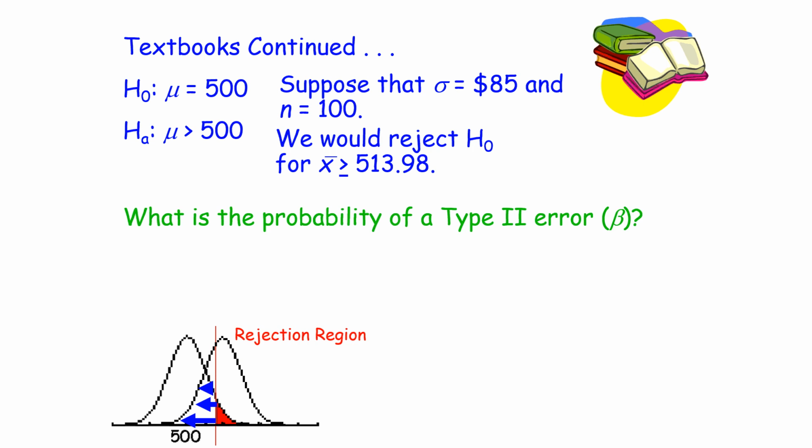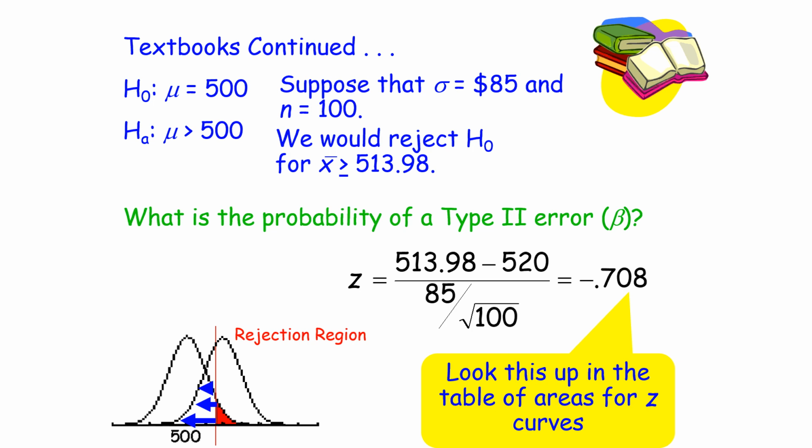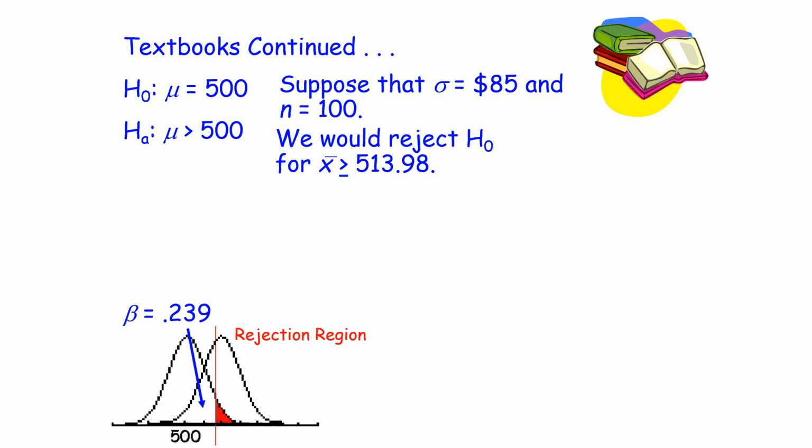So what is the probability of a type 2 error? We'll have our z value, and we'll plug in our values that we know, because we know x bar, and that gives us a negative 0.708. We're going to look this up in the table of areas for z-curves. That's going to give us a beta of 0.239. So this area here is 0.239.